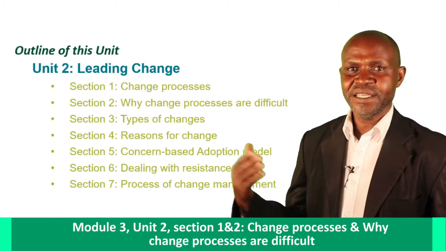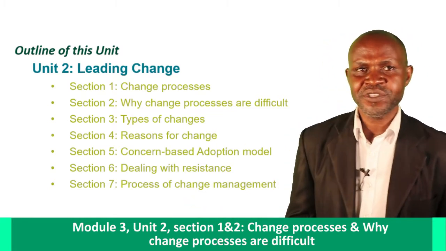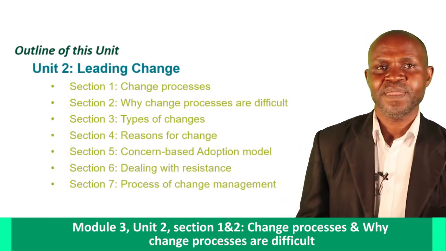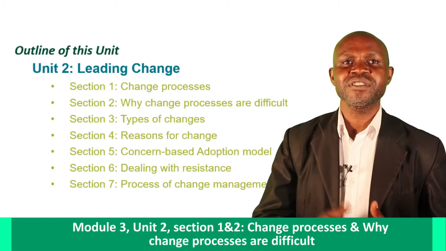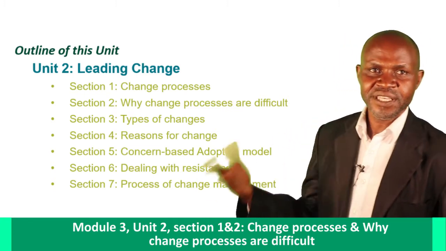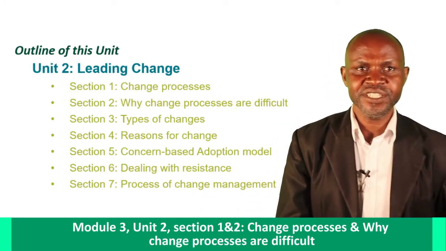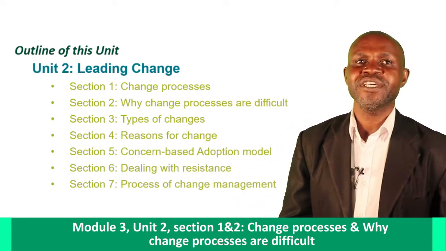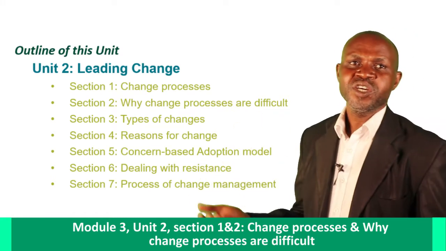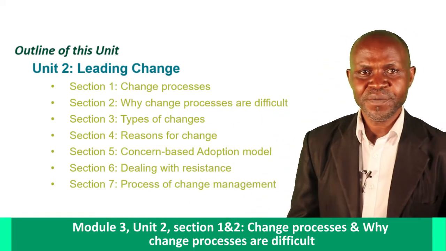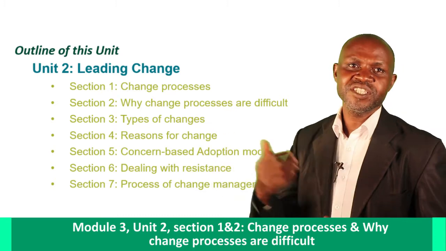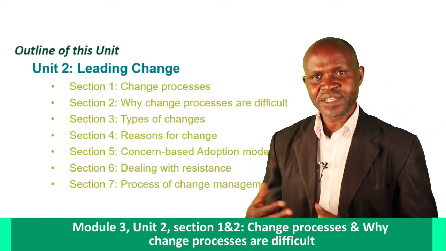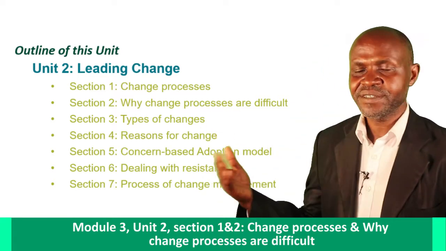Unit 2, Leading Change, is composed of 7 sections. The first one deals with the change processes. The second one, why change processes are difficult. The third section deals with types of changes. The fourth section gives the reasons for change. The fifth section, the concern-based adoption model. The sixth section is dealing with resistance. And the last section of this unit focuses on the processes of change management.